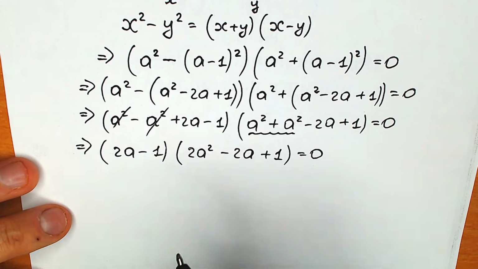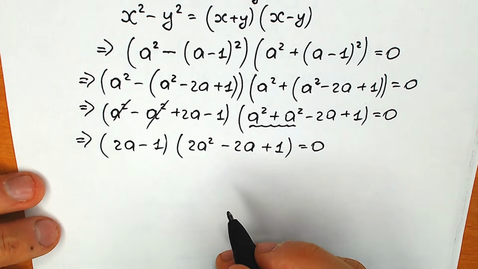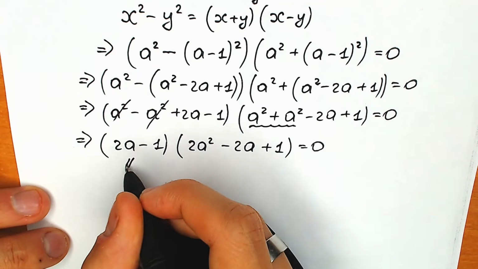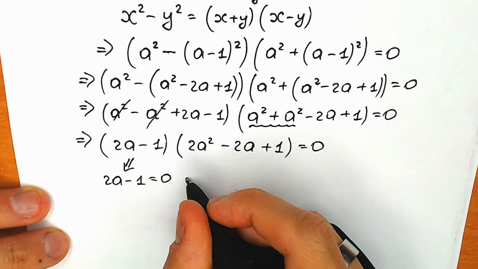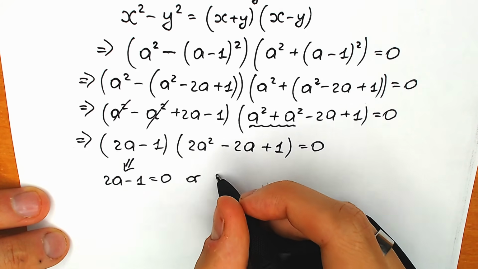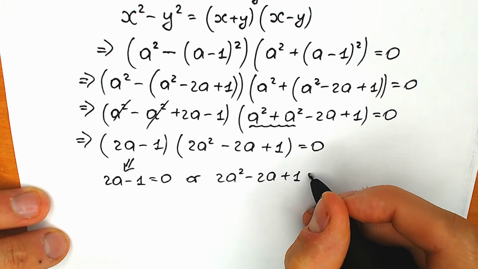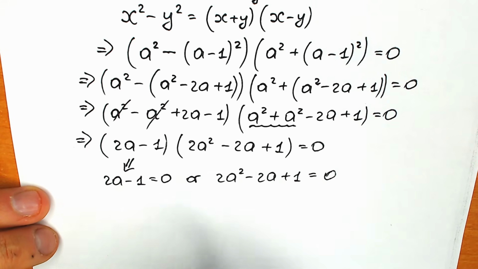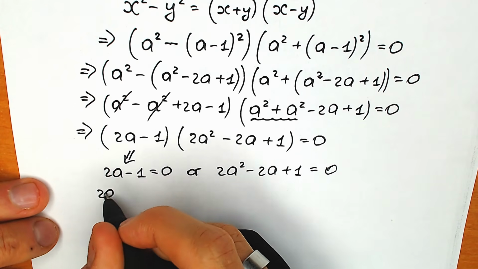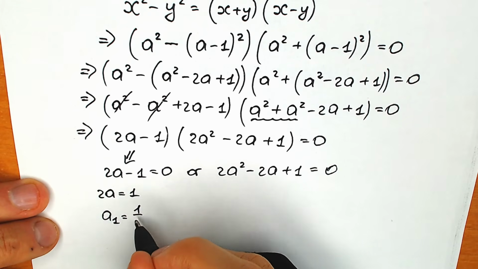Okay, really great. So a product equal to 0, as I said before, is equal to 0 when the first parenthesis is equal to 0, so 2a minus 1 is equal to 0, yeah? Or this expression equal to 0, so 2a square minus 2a plus 1 is equal to 0. We can solve this equation instantly. From here we have 2a equal to 1 and a first equal to 1/2.